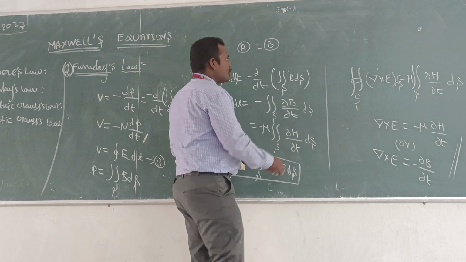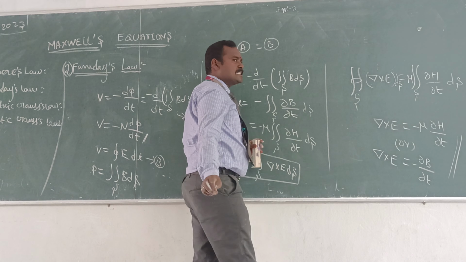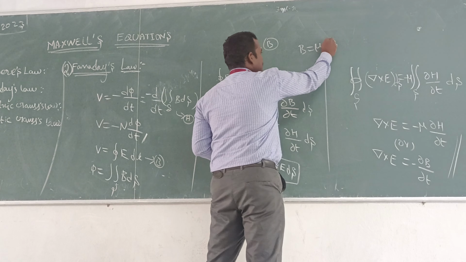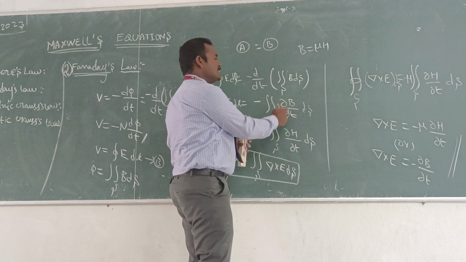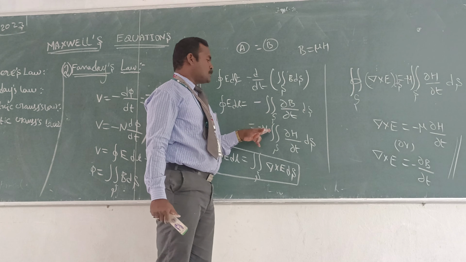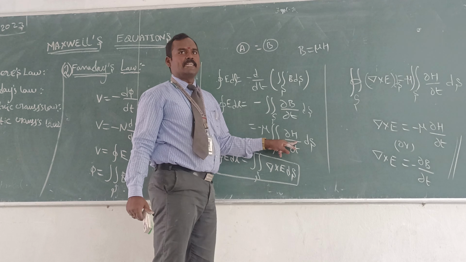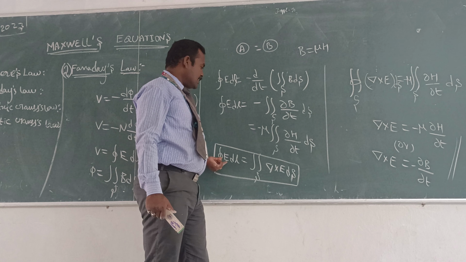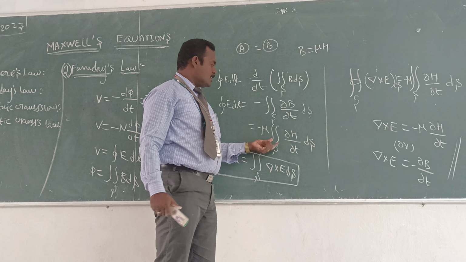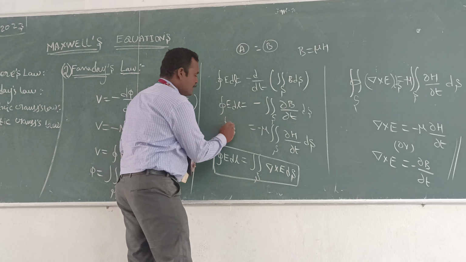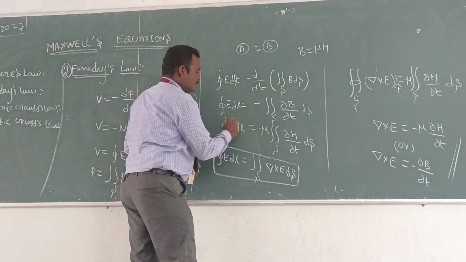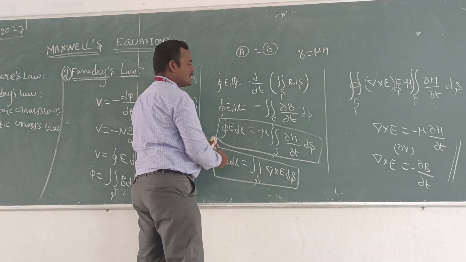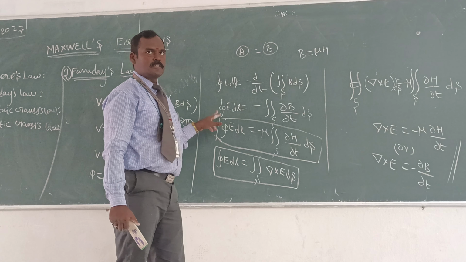Then another thing: you know the relationship between the magnetic flux density and the magnetic field intensity, that is B equal to μH. Here B is the magnetic flux density, and you can write the same expression in terms of the magnetic field intensity. Here the line integral is there, but here it is a surface integral. So both expressions are the integral form of the Maxwell equation, right?